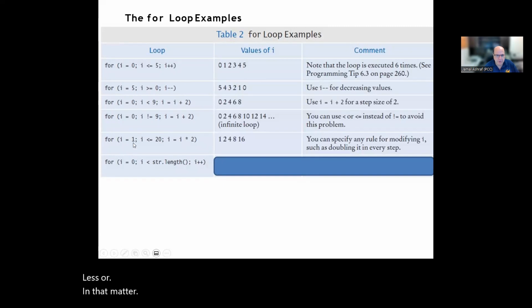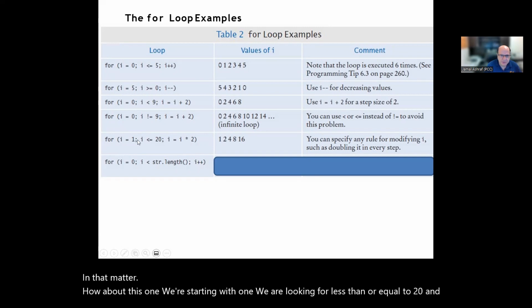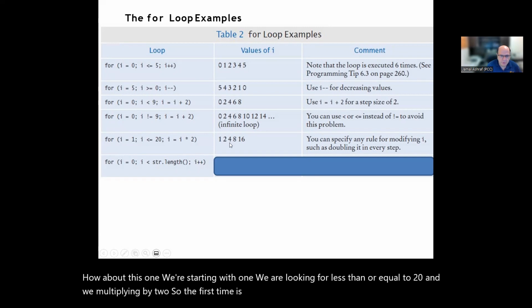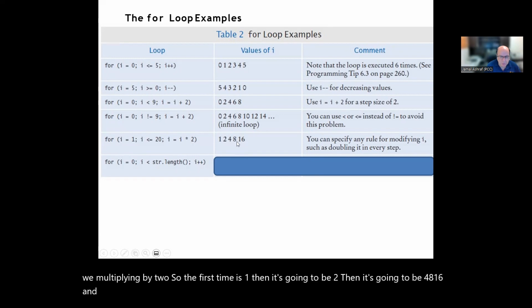How about this one? We're starting with 1. We are looking for less than or equal to 20, and we're multiplying by 2. So the first time is 1, then 2, then 4, 8, 16, and 16 multiplied by 2 is 32, and 32 is not less than or equal to 20. That's why it's going to stop.